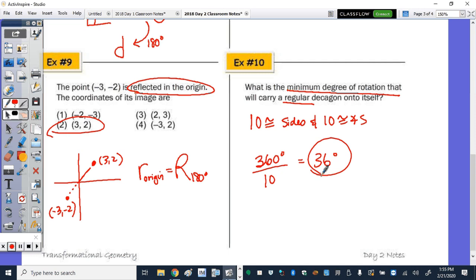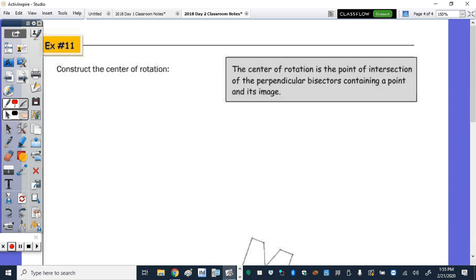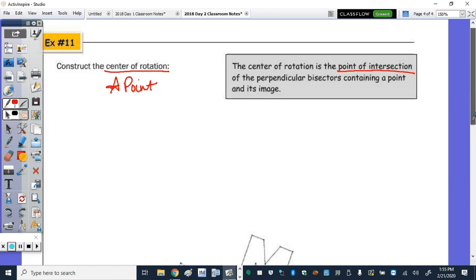And last is our construction. This time we're going to construct the center of rotation. Remember, the center of rotation is a point. And it gives us a little hint in the box. The center of rotation is the point of intersection of the perpendicular bisectors connecting a point and its image.